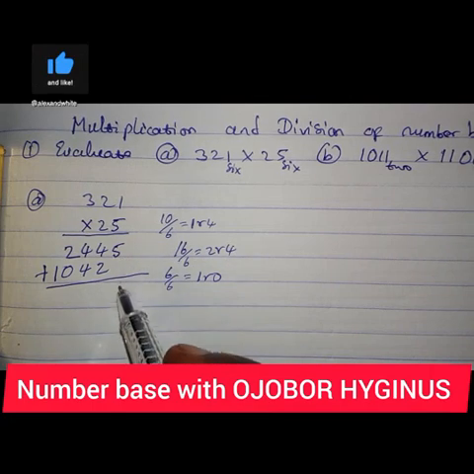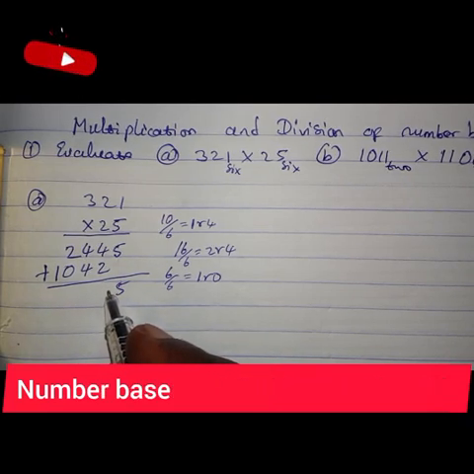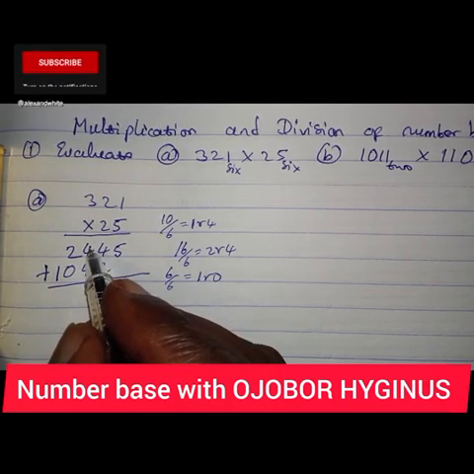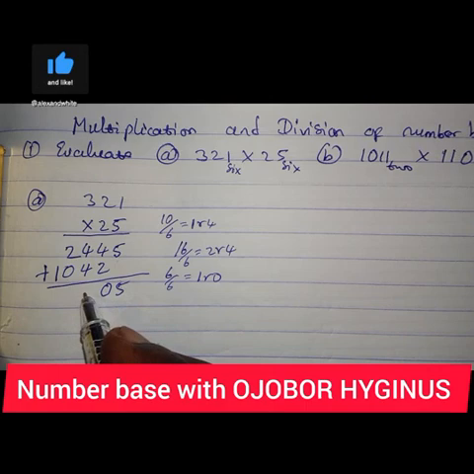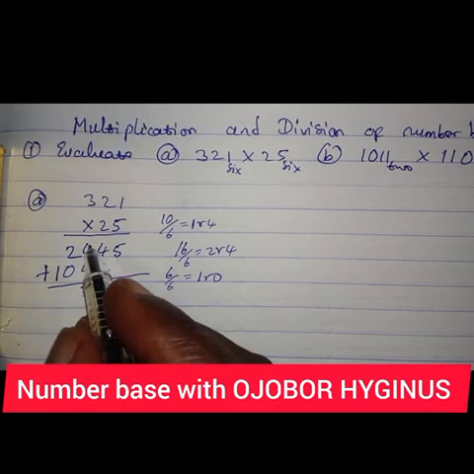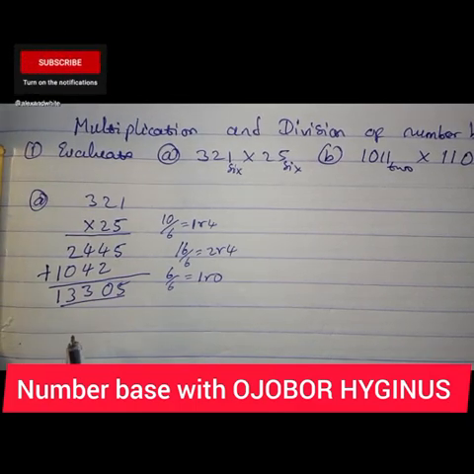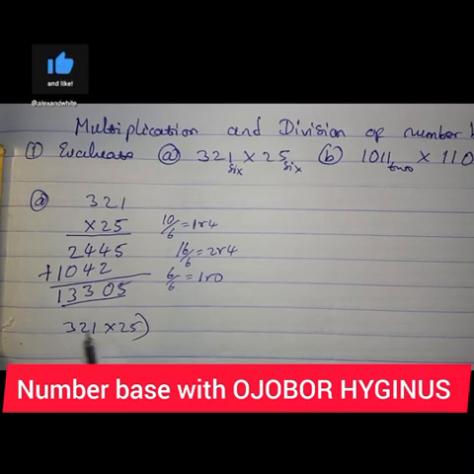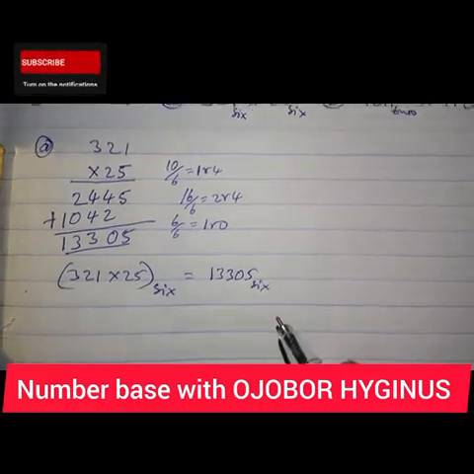Remember that. 5 plus whatever is here, you have 5. 4 plus 2 is 6, and 6 cannot be written here. So you divide by the base 6, you have 1 remainder 0. You write 0, carry the 1 and add to this 4. You have 5. 5 plus 4, 9. 9 is greater than the base. So you divide 9 by base 6. You have 1 remainder 3. You write the remainder, carry the 1, add to these 2. You have 3, and then you bring down this 1. So this is the answer. If you multiply 321 and 25 in base 6, you are going to get 13305 in base 6 as well.